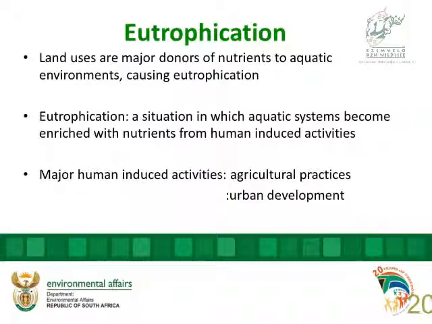Land uses around the globe are known to be major donors of nutrients to aquatic systems where they cause eutrophication. Eutrophication is defined by aquatic scientists as a situation in which aquatic systems become enriched with nutrients such as phosphorus and nitrogen from both internal and external sources. The major external sources of nutrients to these systems are agricultural practices and urban development.